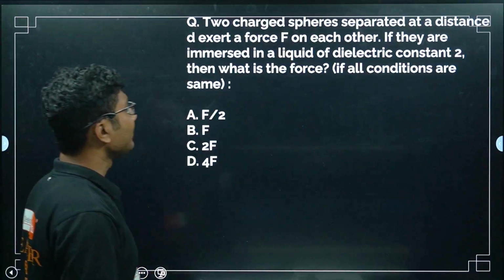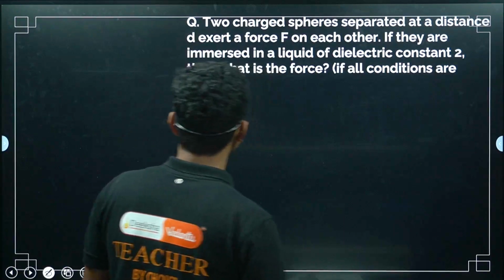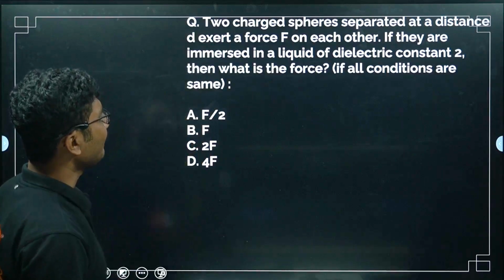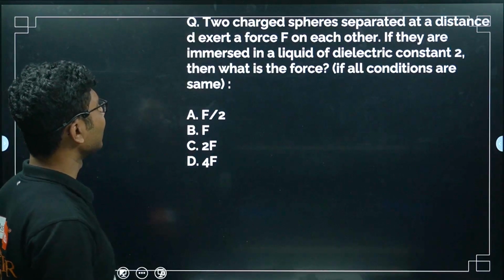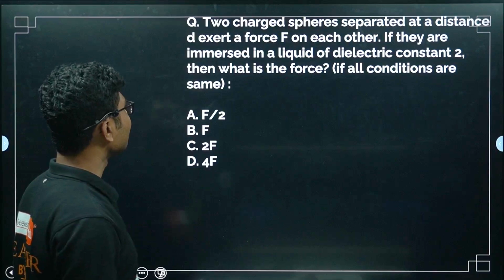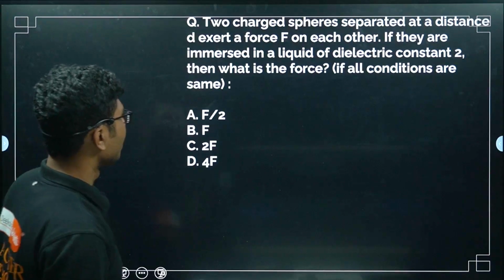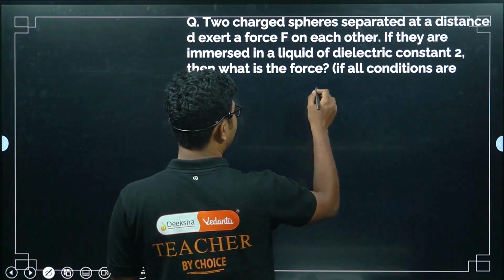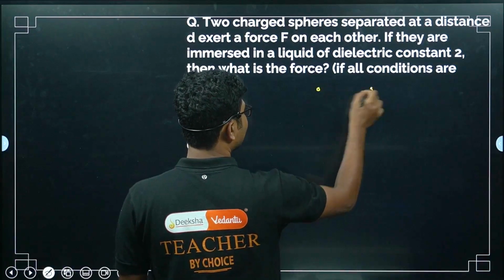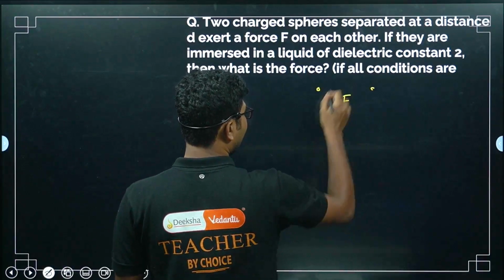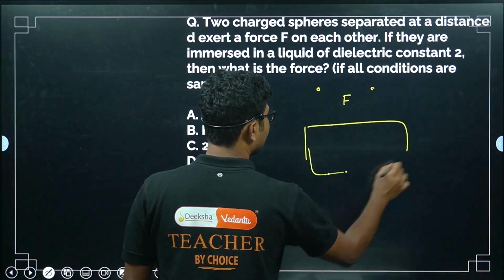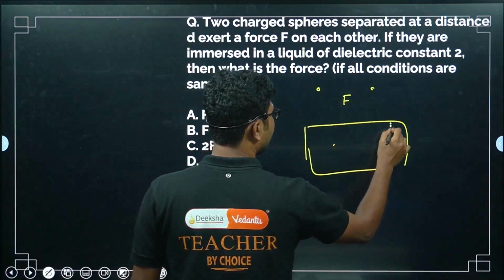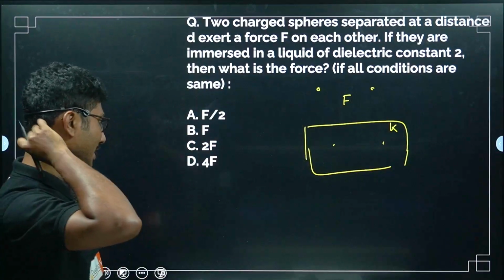Now, two charged spheres separated by a distance d exert a force F on each other. If they are immersed in a liquid of dielectric constant 2, then what is the force? So what is the meaning of that? We have two charges, and the force between them is F. Now the entire system is immersed in a dielectric medium of constant K. Now what is the force between these two charges?